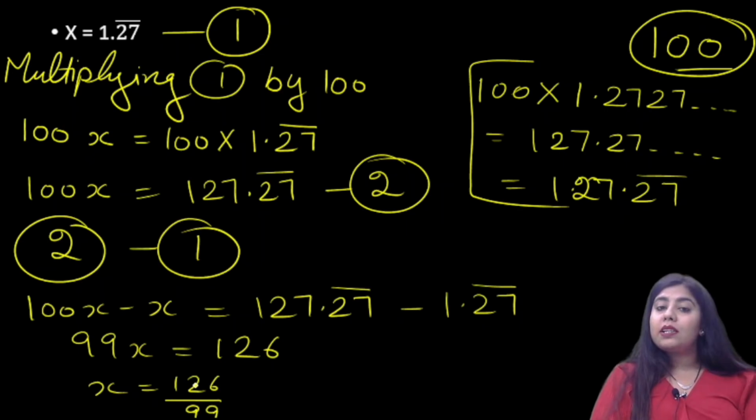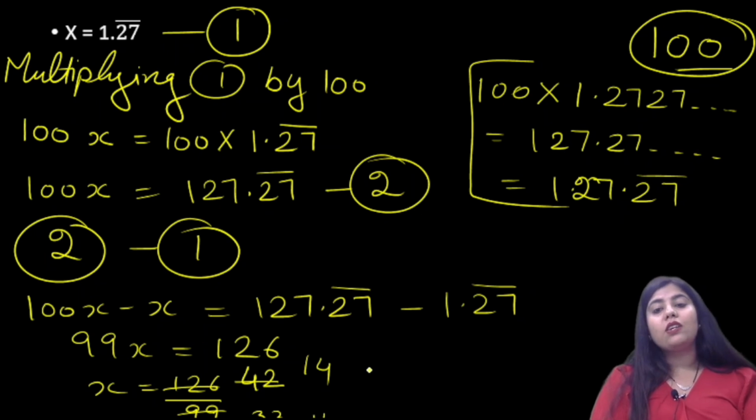Both these numbers can get cancelled out by 3. When we cancel it out by 3, it is 42 and 33. Again by 3, it is 14 and 11. So from here x is equal to 14 upon 11.